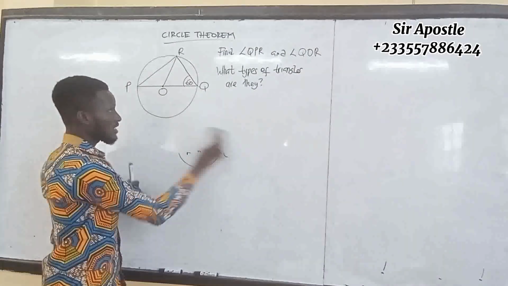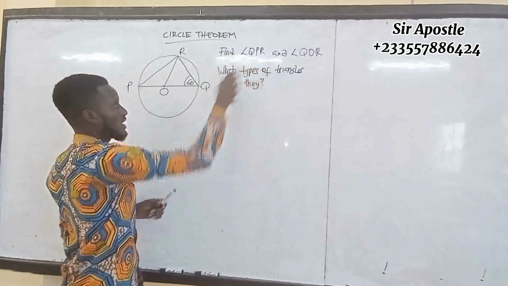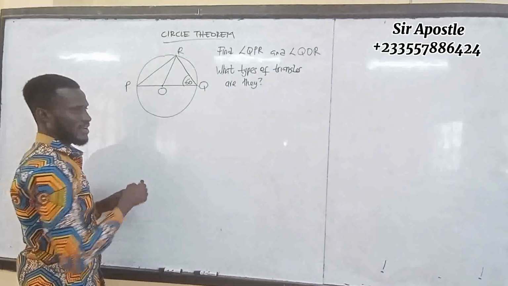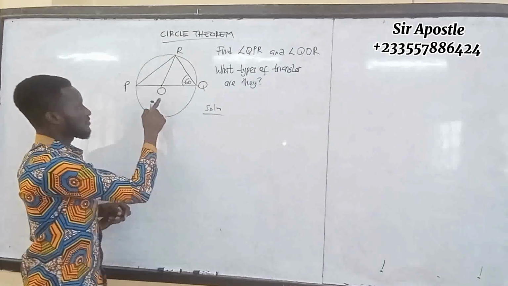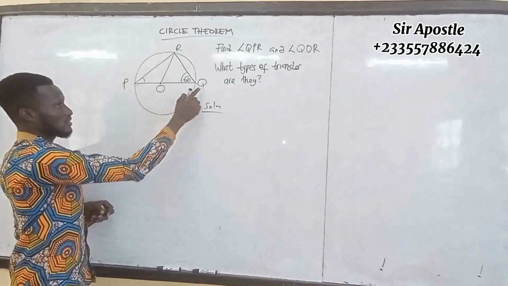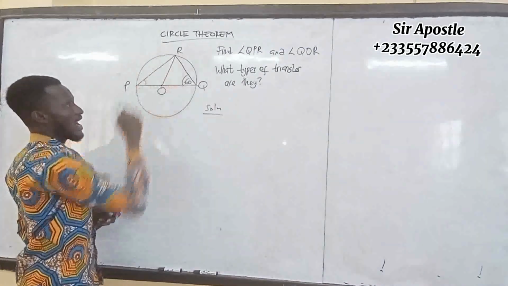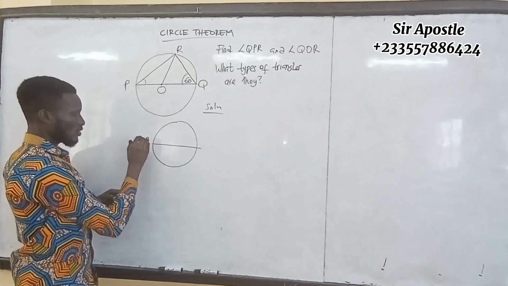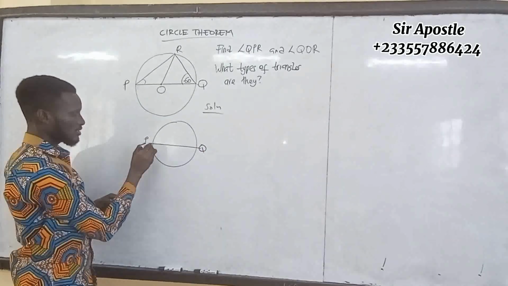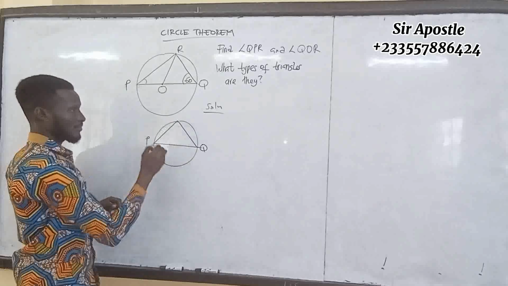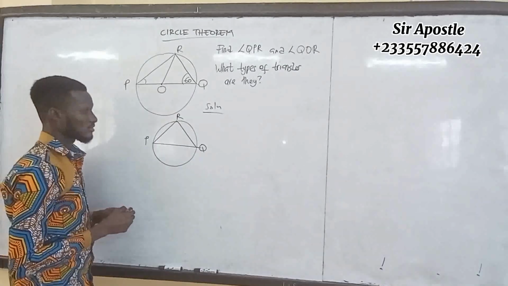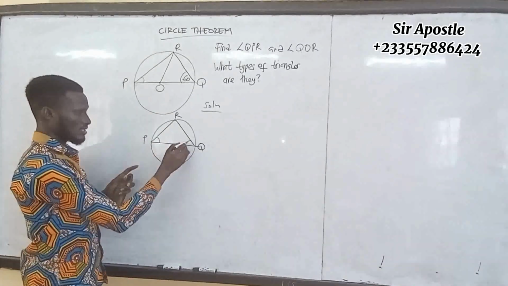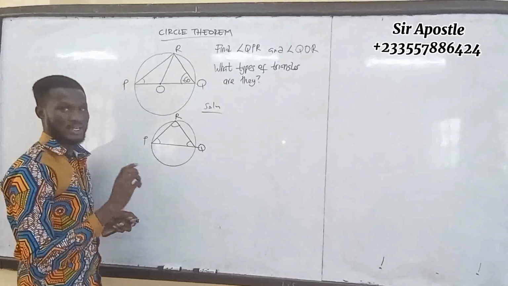Now, let's start with this. We are supposed to find QPR. Where is QPR? We are supposed to find this angle. But it is very simple. We can take it like this. This is our P, this is our Q. The center is here. This one forms an angle here. This one also forms an angle at R. Then it means that this one itself is a triangle. So therefore, the angles here add up to 180 degrees.